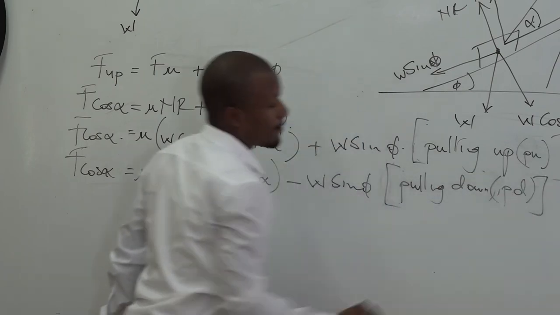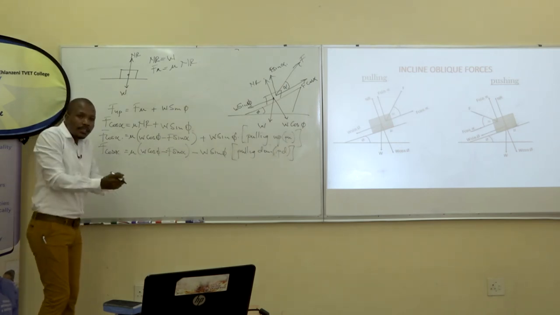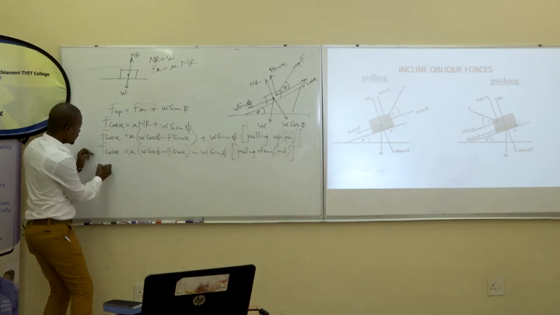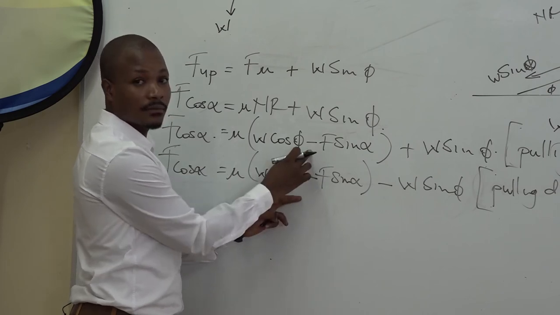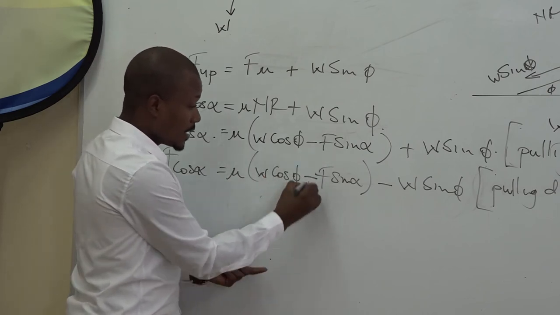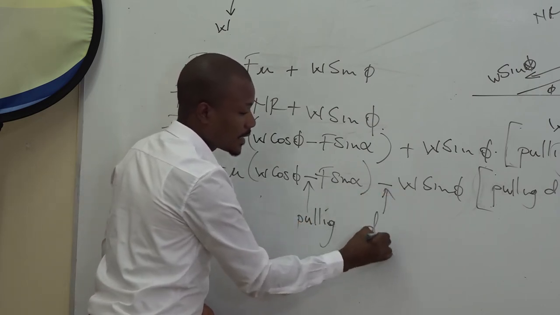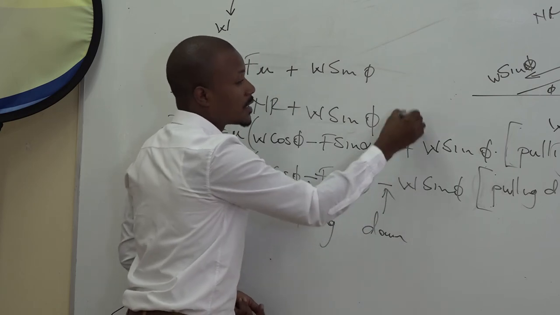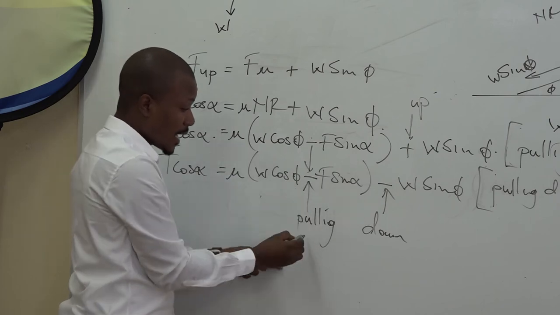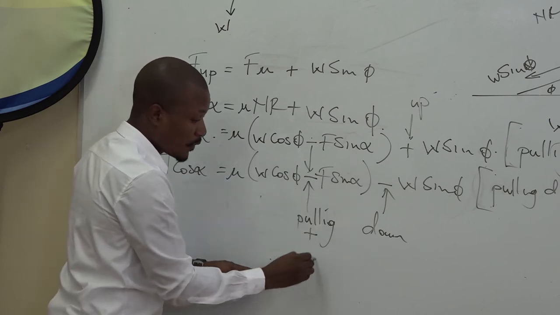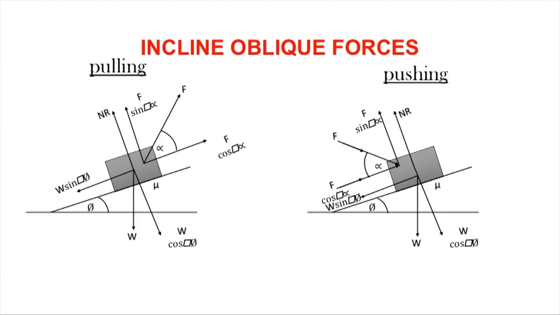Pulling down. This is pulling, right? This is pulling. If you are pushing, let me just make a simple thing. If you are pushing, this is going to be plus, right? The signs will change. This negative sign says pulling. This negative says down. This positive says up. If I put a plus here, it will be for pushing. Right? That is simple.